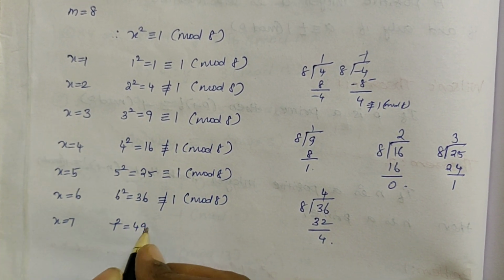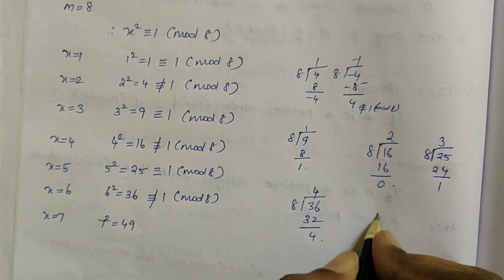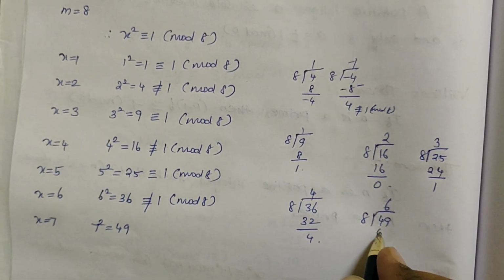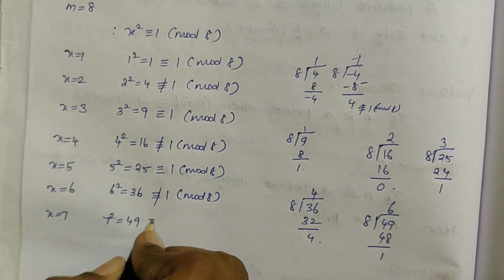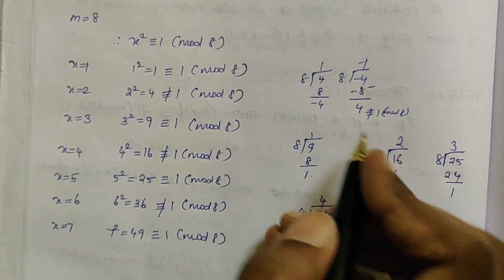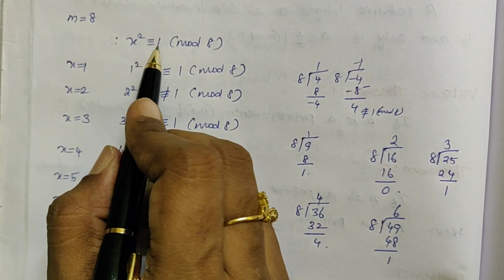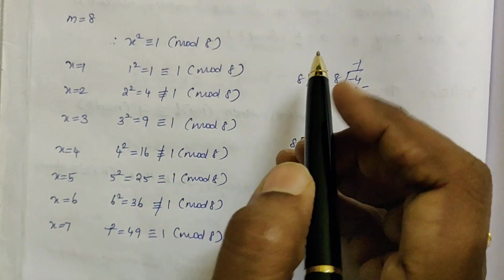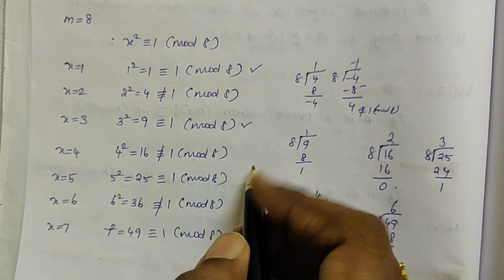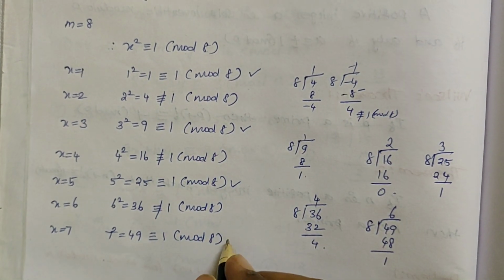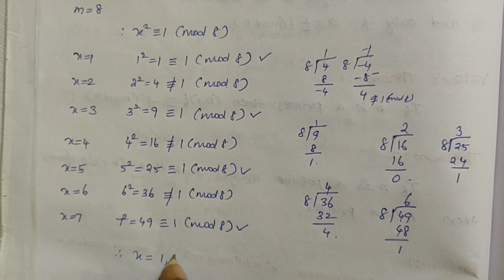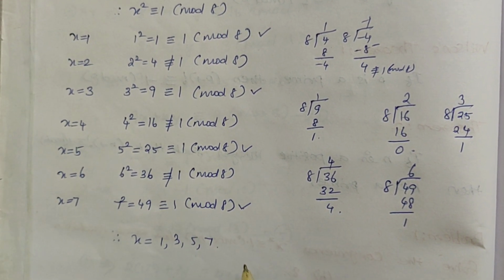Next, we move on to x equal to 7. 7 squared is equal to 49. When you divide 49 by 8, you will get the remainder 1. So 49 is congruent to 1 mod 8. So the congruence relation x squared congruent to 1 mod 8 is satisfied for the values x equal to 1, 3, 5 and 7. Therefore, x takes the values 1, 3, 5 and 7.